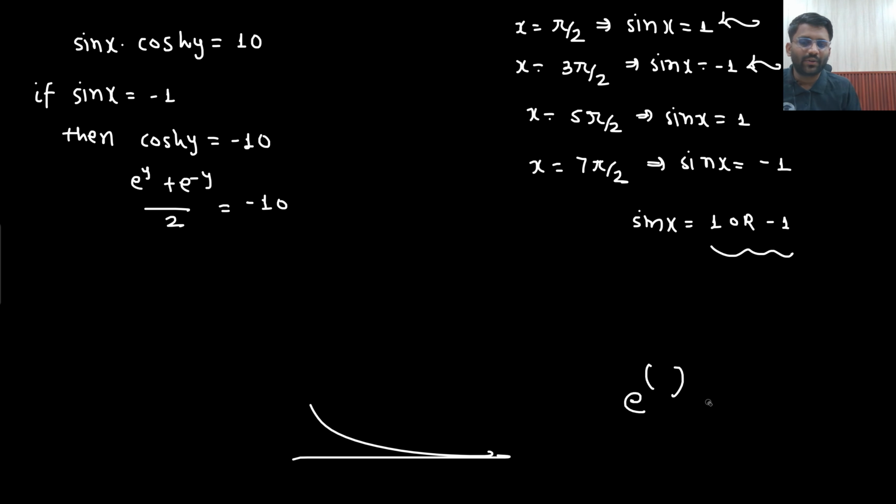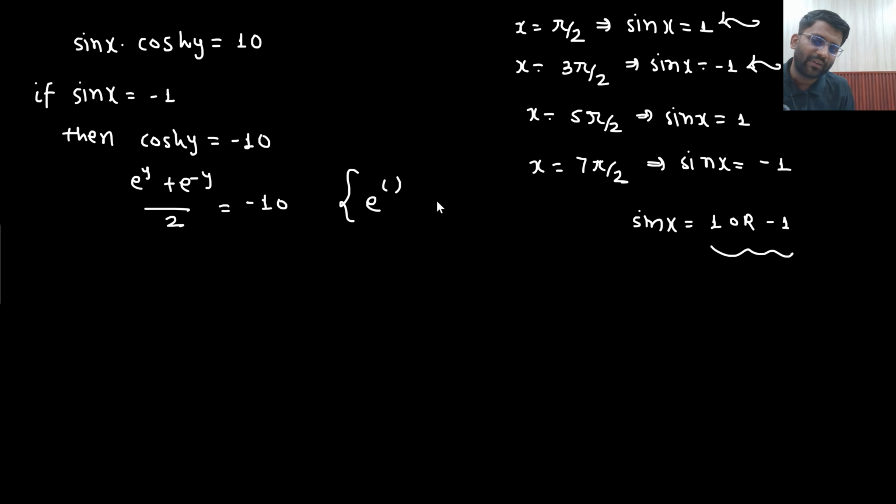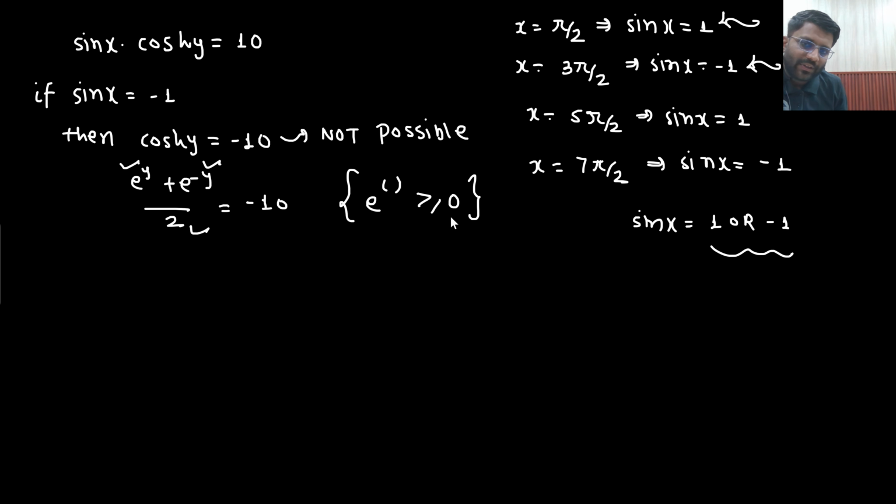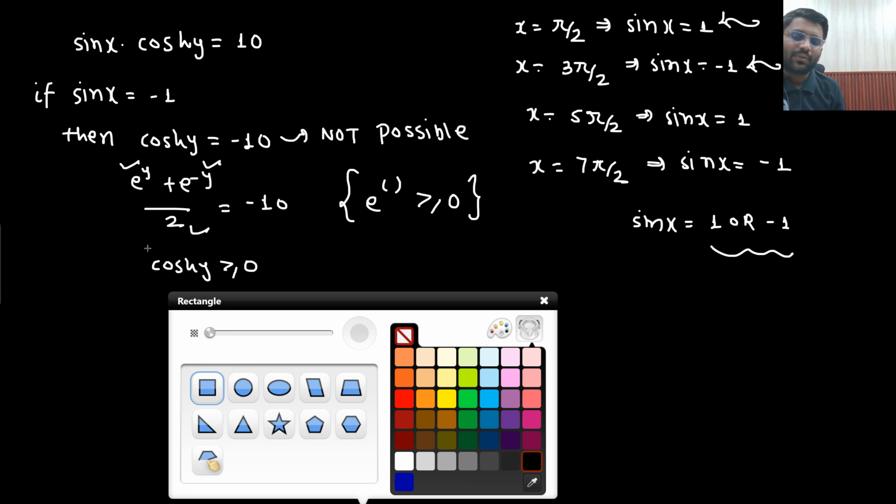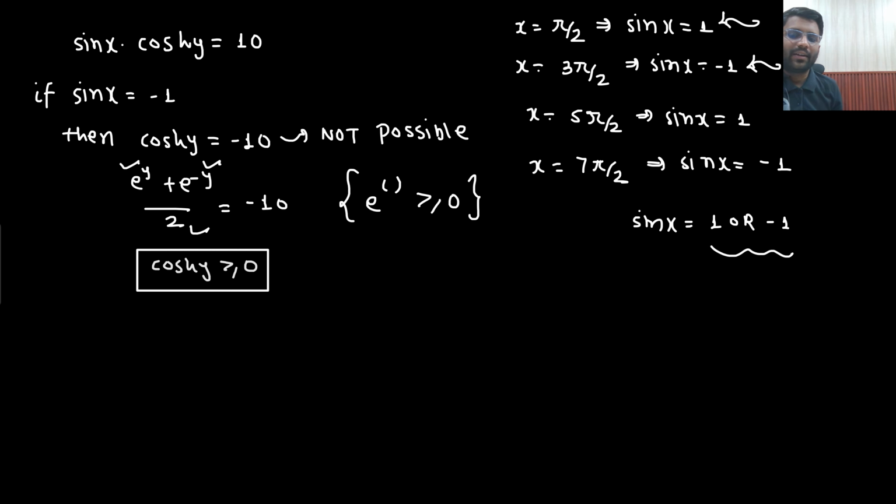I have always told in the basics of calculus as well, I repeated it at least 10 times, that exponential to the power anything will always give you a value greater than 0. Say yes or no. That means this is positive, this is positive, this is also positive. That means this scenario is not possible. So always remember that cos hyperbolic y is always greater than or equal to 0.